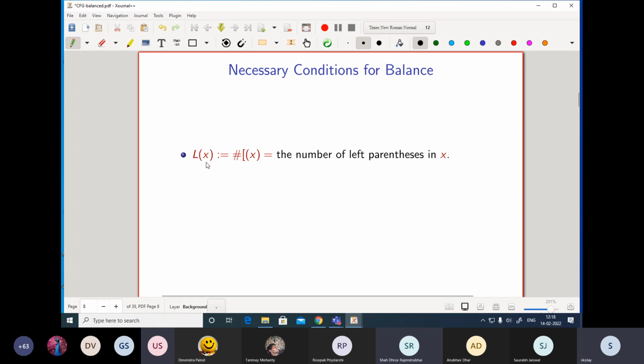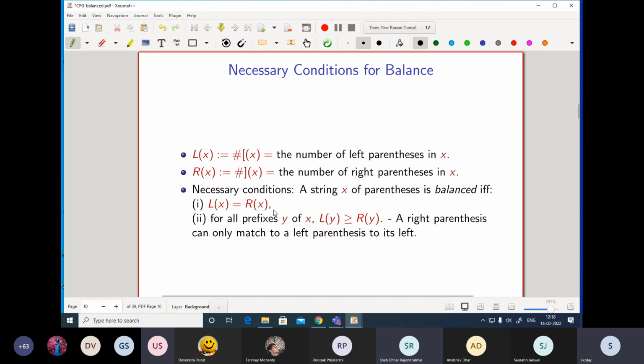So again, for a string x over left bracket and right bracket, I will define the function Lx to be the number of left parentheses in x, and similarly Rx will denote the number of right parentheses in x. Now, this is a necessary condition, and I've put in an if and only if because later on you can show that it's also a sufficient condition. So a string of parentheses will be balanced if Lx is equal to Rx. This is the first condition.